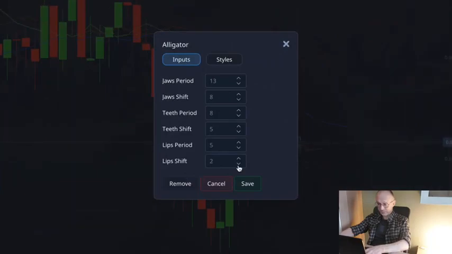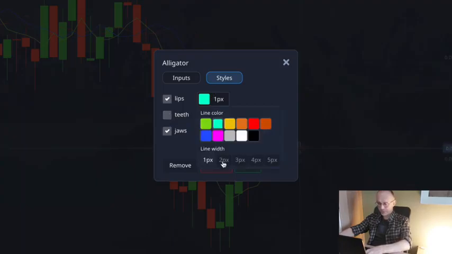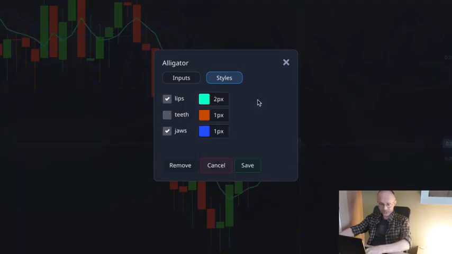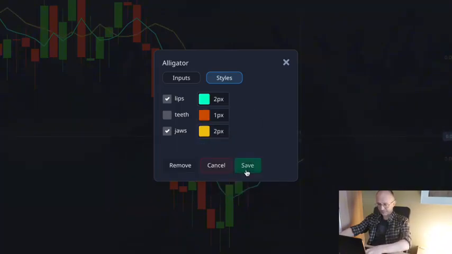Set Lips Shift to 1. Set Lips Period to 3. Set Jaws Shift to 3 and Jaws Period to 5. Go to Style, Disable Teeth. Set Lips to Turquoise, Width 2. And let's set Jaws to Yellow, Width 2. And Save.